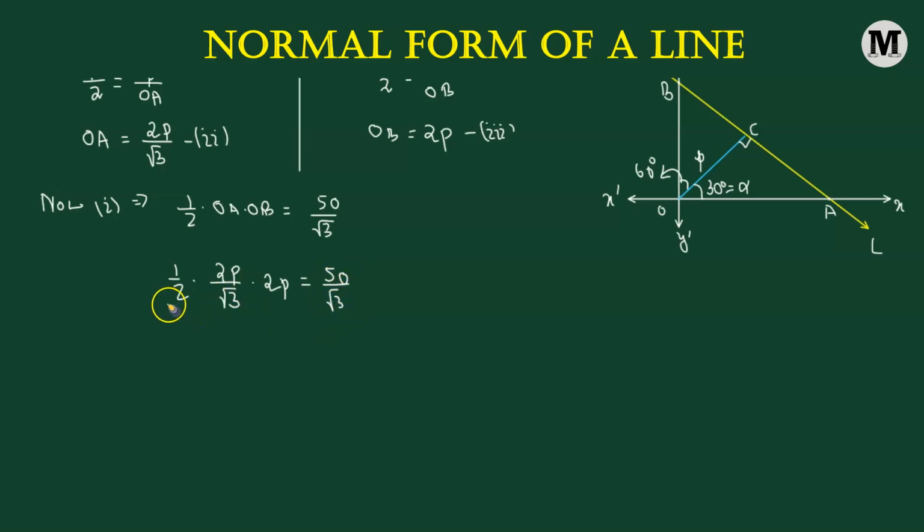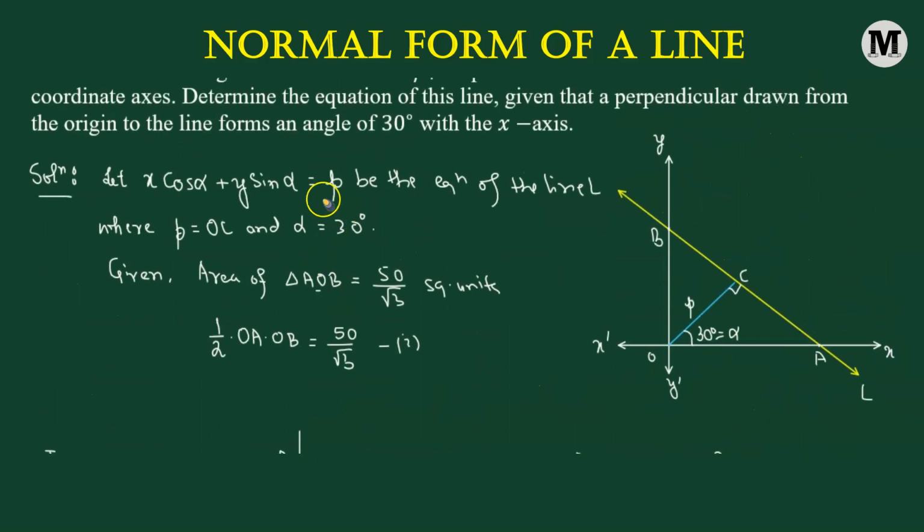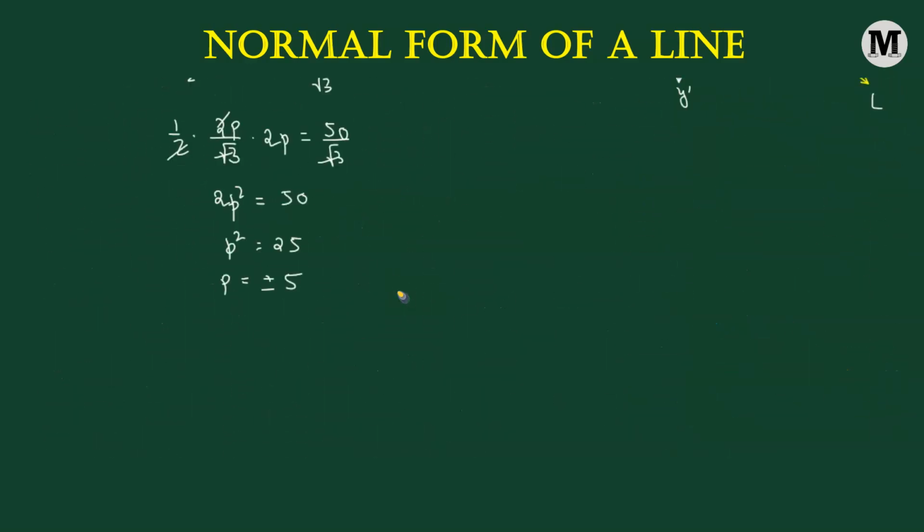So here we can factor out 2 and 2, and then we can also factor out square root of 3 from the denominator of both sides, and this is going to leave us with 2 times P squared equals 50. Or we have P squared, that's going to be equal to 25. We can take the square root and we're going to get two values, plus or minus 5. So P comes out to be plus or minus 5. So we have successfully obtained the value of P. So we now have P, we have alpha. Now we are ready to find out the equation of the line.